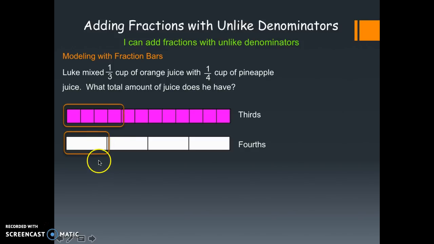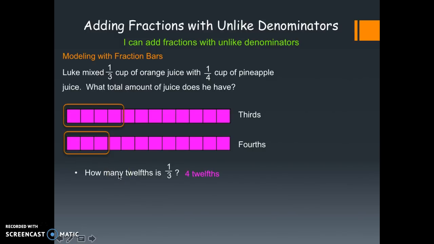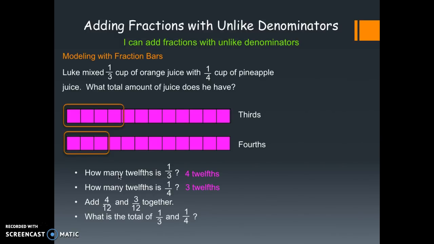4/12. So down here, my fourths, I can fit 3/12 in each of those fourths. So there's 3. 3 more is 6. Here's 7, 8, 9, 10, 11, 12. So when you look at a third plus a fourth, altogether we've got 1, 2, 3, 4, 5, 6, 7 twelfths. So a third is 4/12, a fourth is 3/12. So when we add 4/12 plus 3/12, we get 7/12. So that would be the total of 1/3 and 1/4.